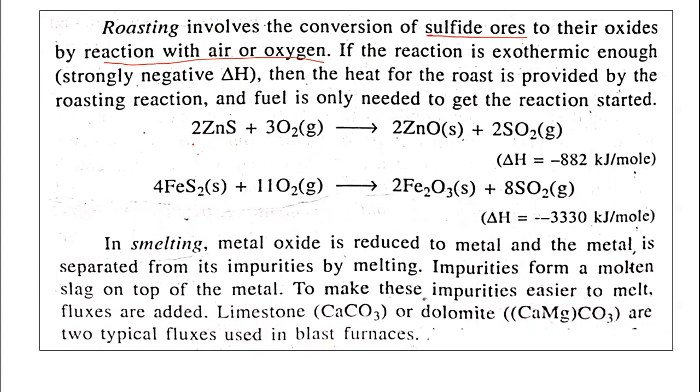You can see here, this is sulfide ore of zinc. By passing the air, it is converted to oxide ore and sulfur dioxide gas is given out. Then the ore of iron sulfide, in presence of oxygen, is converted to iron oxide, and sulfur dioxide gas is removed here also. It is an exothermic process where delta H is negative.